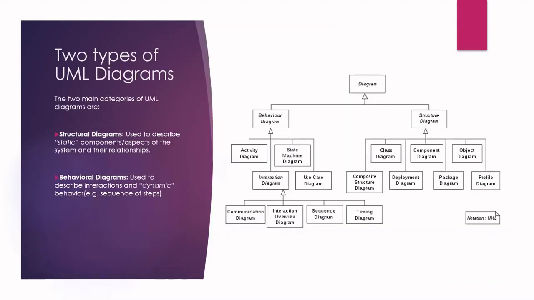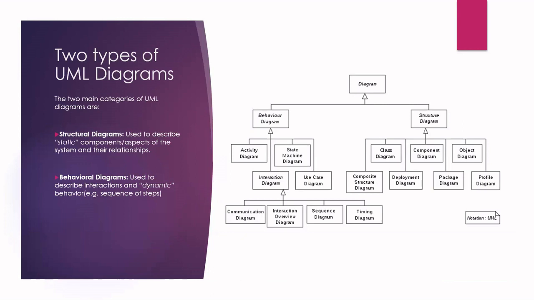Okay, and we mentioned that there are two main categories. One of them is the structural category, and we talked about one of the structural diagrams, which was the class diagram. That's what we talked about yesterday, right? Now today we are going to talk about two of the behavioral diagrams.